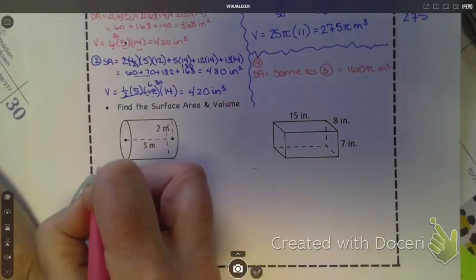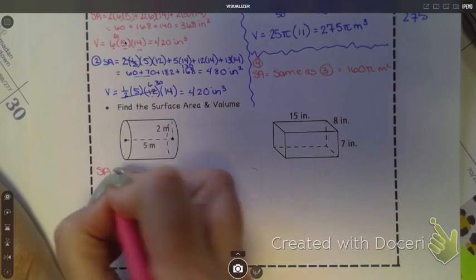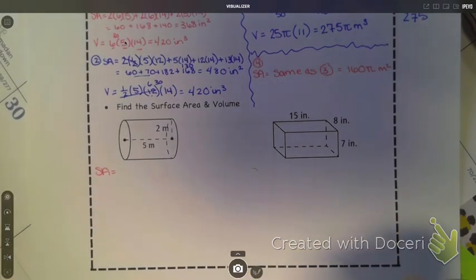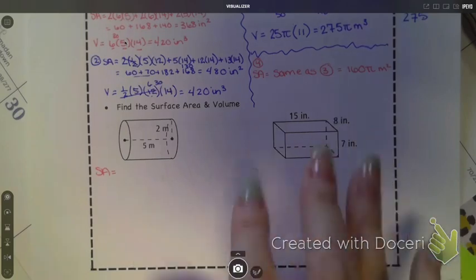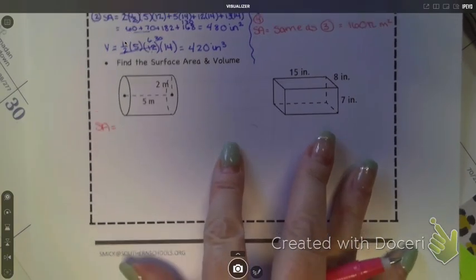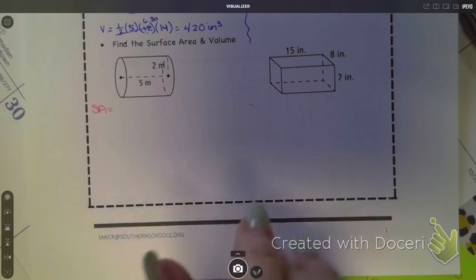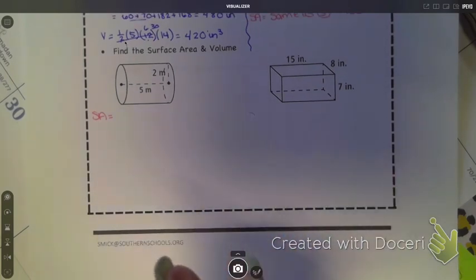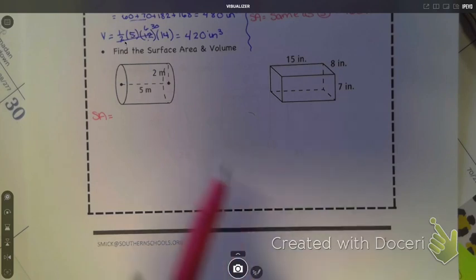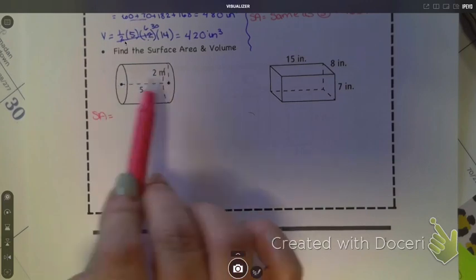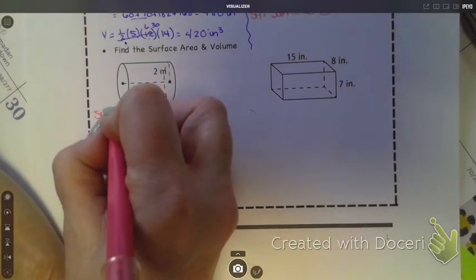So, surface area. How do I find my surface area? I have to add up all the what? Areas, that's what I meant. Okay. So where do you want to start? The two circles? Yeah, the 2 bases. Okay, so I have 2.